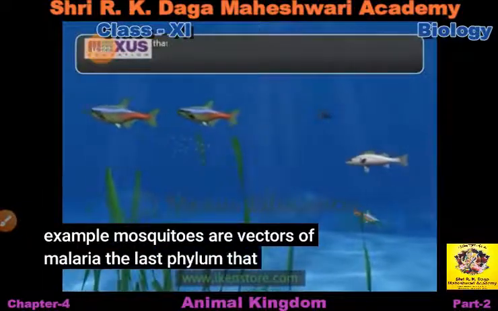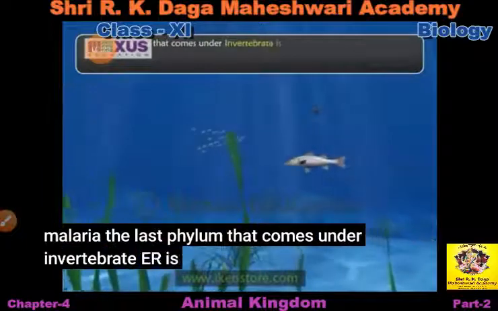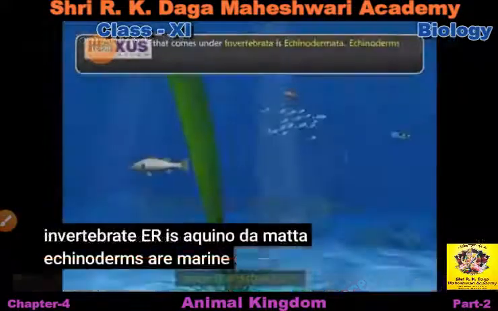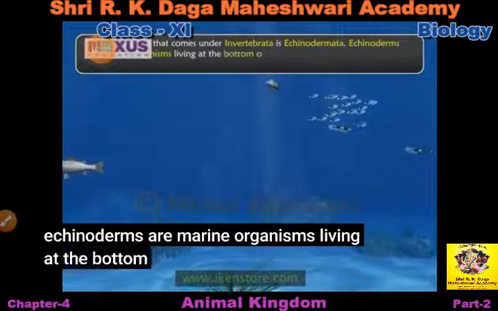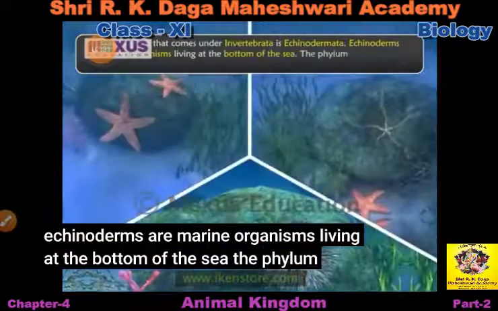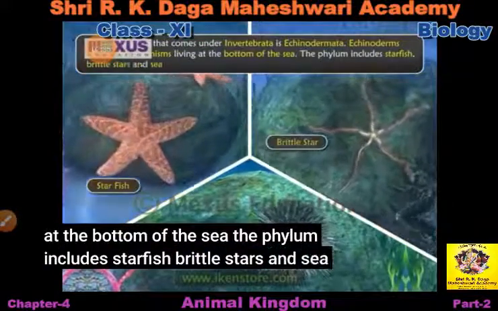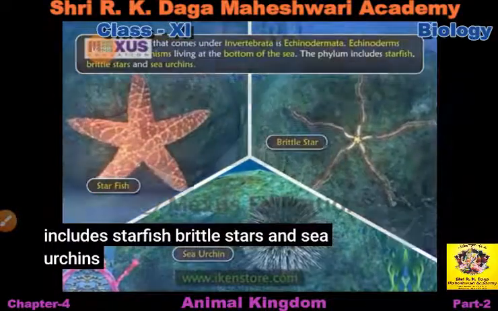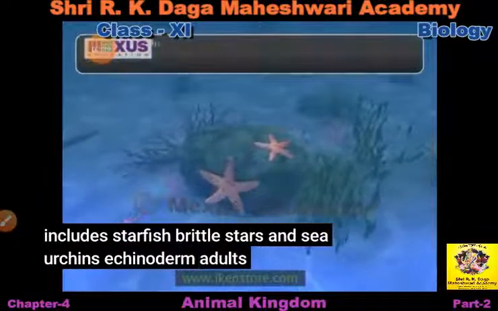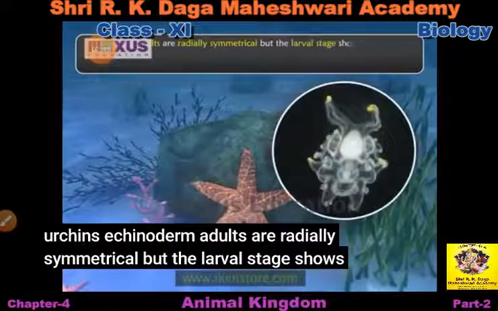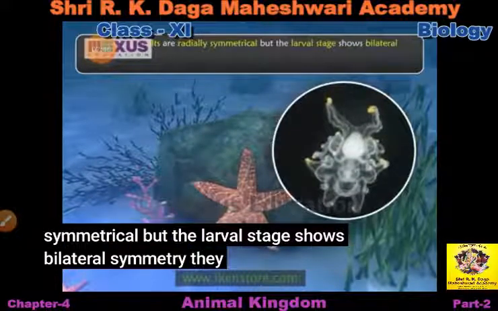The last phylum that comes under Invertebrata is Echinodermata. Echinoderms are marine organisms living at the bottom of the sea. The phylum includes starfish, brittle stars, and sea urchins. Echinoderm adults are radially symmetrical, but the larval stage shows bilateral symmetry.